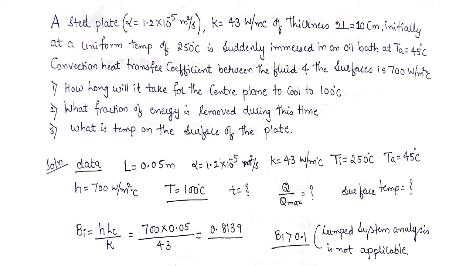Convection heat transfer coefficient between fluid and the surfaces is 700 watt per meter square degree centigrade. So how long will it take for the center plane to cool to 100 degrees centigrade? What fraction of energy is removed during this time? And what is the temperature on the surface of the plate?